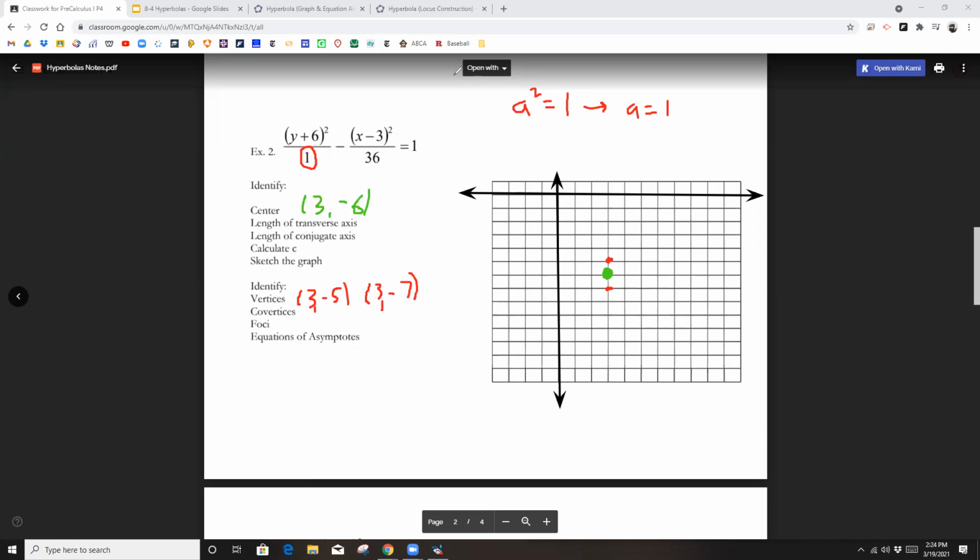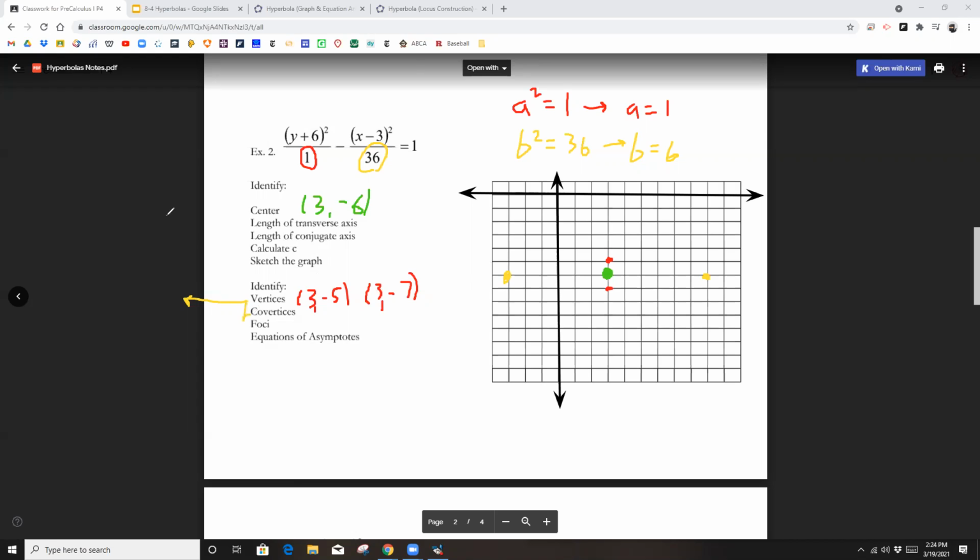Okay, then we got the co-vertices. Since the number under x squared is 36, we're going to move 6 units from the center left and right to find the co-vertices. So we go 1, 2, 3, 4, 5, 6. 1, 2, 3, 4, 5, 6.